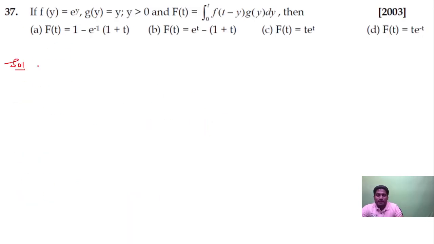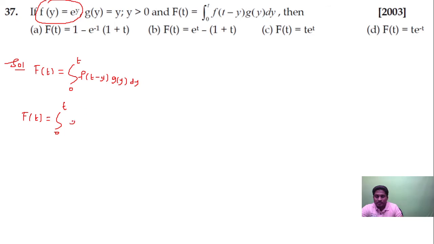Okay, now listen. f(t) is equal to the integration from 0 to t of f(t minus y) times g(y) dy. Now according to the question, f(y) is equal to e to the power of y, so f(t minus y) is e to the power of t minus y, and g(y) is equal to y. So this is y dy.